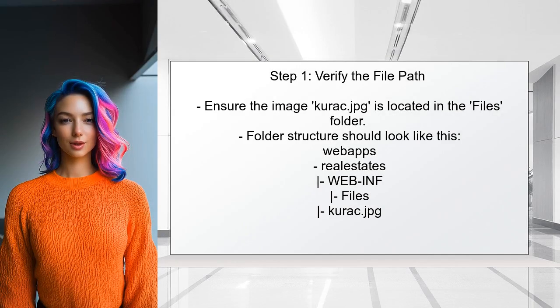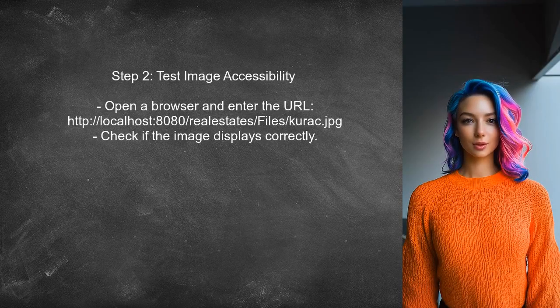To begin solving this issue, the user should first check the file path to ensure it is correct. The image file must be located in the right directory within the project structure. Next, the user should confirm that the image file is accessible. They can do this by directly entering the image URL in the browser to see if it loads correctly.